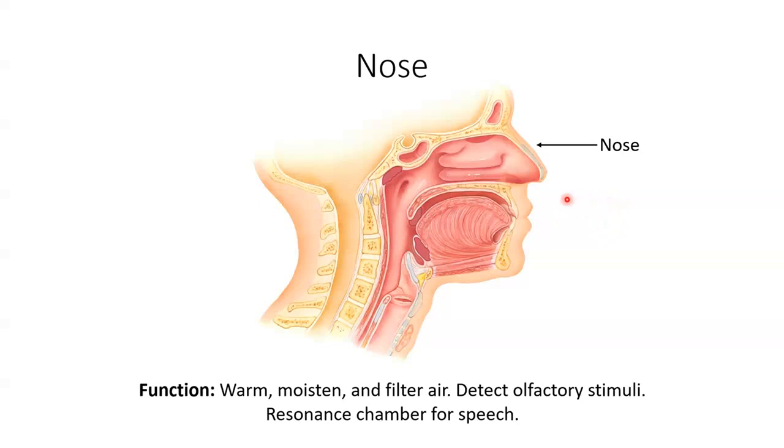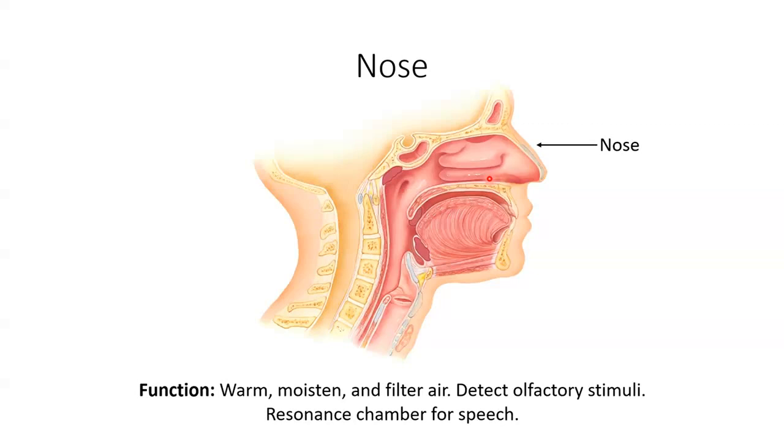So the air enters into the conducting zone via our nostrils. It passes through those coarse nostril hairs that we have at the opening to our nose. Those hairs will filter out large dust particles. The inhaled air then swirls around in our nasal cavity. It's warmed as it passes by capillaries in that epithelium.